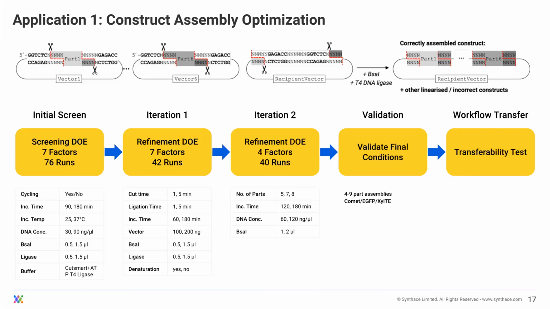And an objective for us was for the end process to be as simple as possible to run as well. And so you can see that we went through a strategy of initial screening. We did a refinement DOE, we did a second refinement, we did a validation, and then we tested the final condition set across multiple different automation platforms. Some tables here showing how we navigated through the design space, and I'll go into those in more detail.